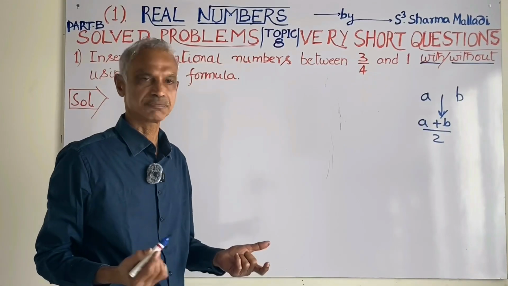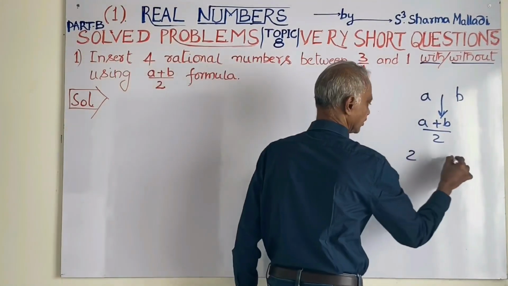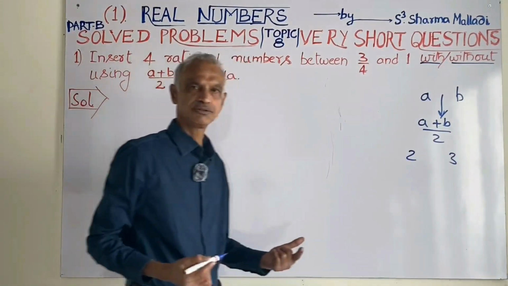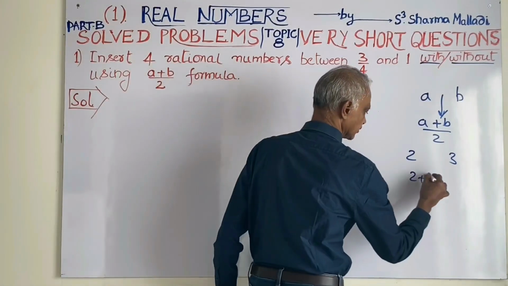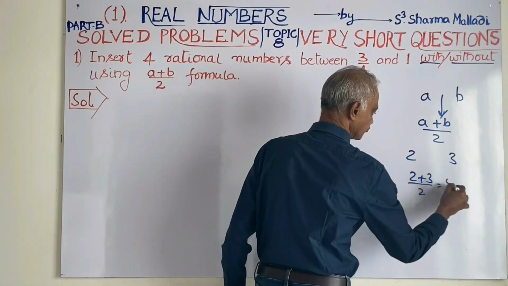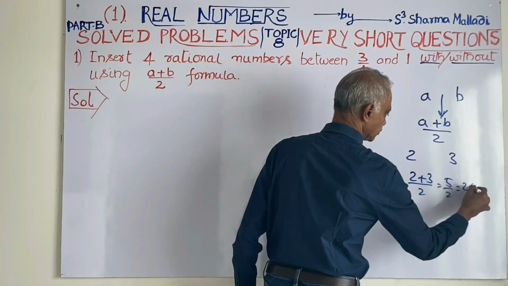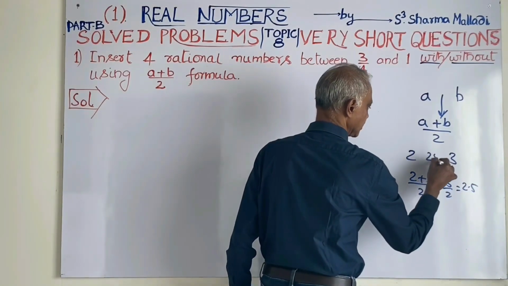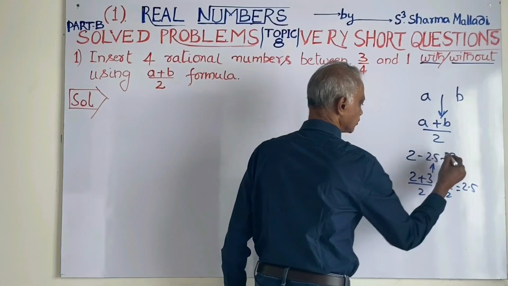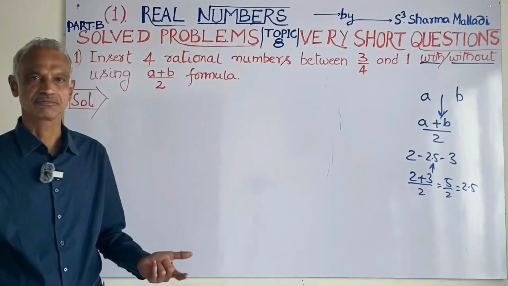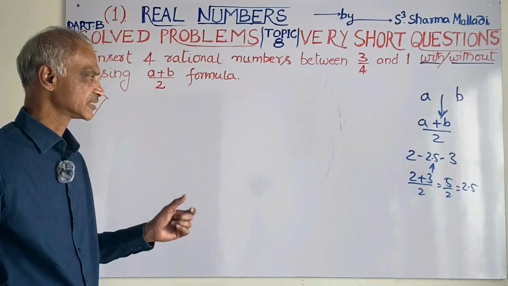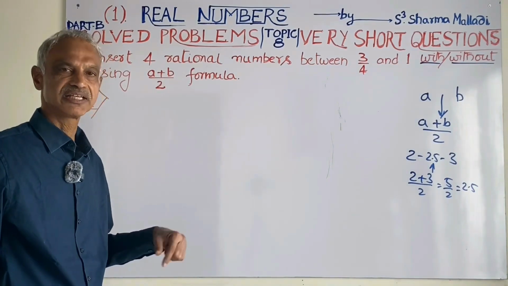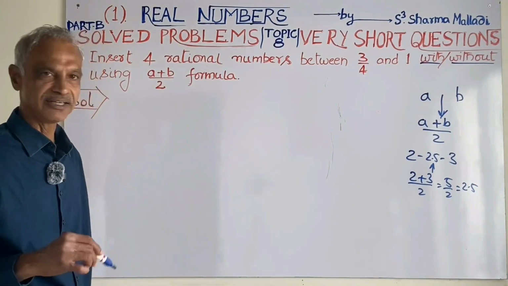Insert a rational number between 2 and 3. What do you have to do? You have to take the average of 2 and 3. 2 plus 3 by 2 is equal to 5 by 2, which is nothing but 2.5. So the rational number between 2 and 3 is 2.5, that is 5 by 2, as 2.5 is greater than 2 and less than 3.